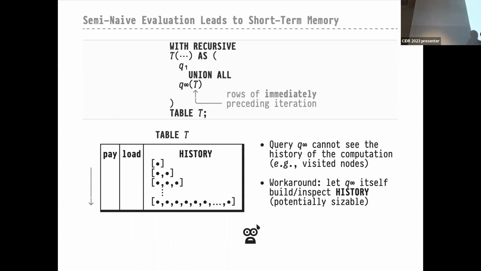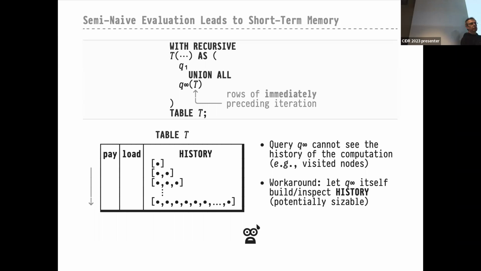Semi-naive evaluation really boosts the efficiency of the evaluation of such recursive CTEs, but it has a very dire consequence. When you evaluate the iterative part of the recursive CTE, what you see is not the history of the entire computation or the iteration that you've done. What you see is just the most recent iteration that you've just performed. Everything else is forgotten. It will be part of the result of the CTE, but your current Q loop iteration cannot see that. It has no history, no memory of the computation that has been done.